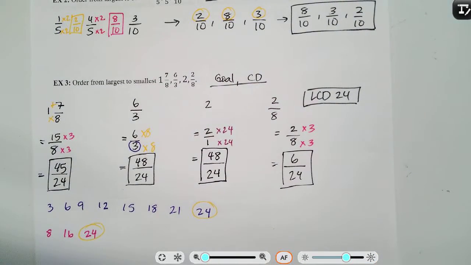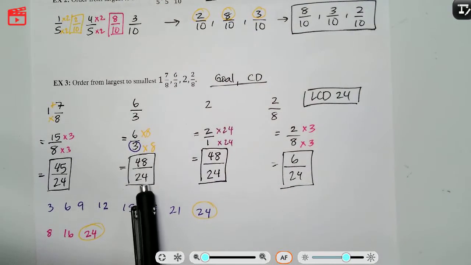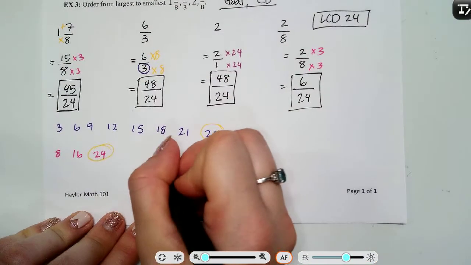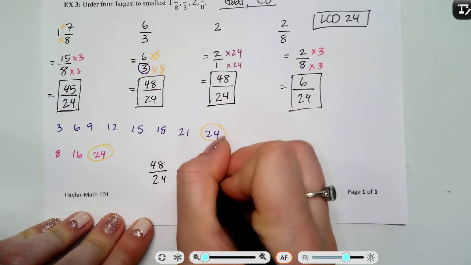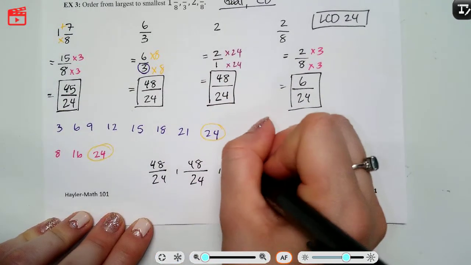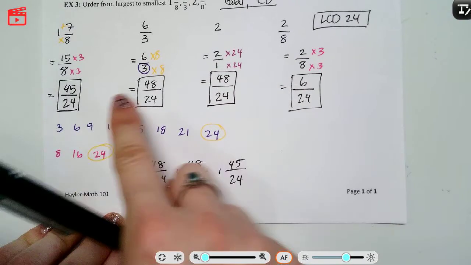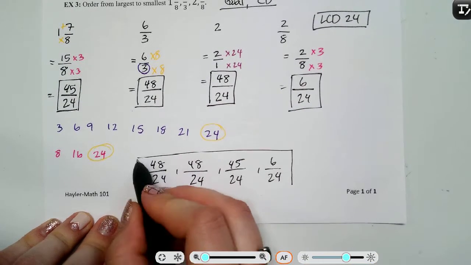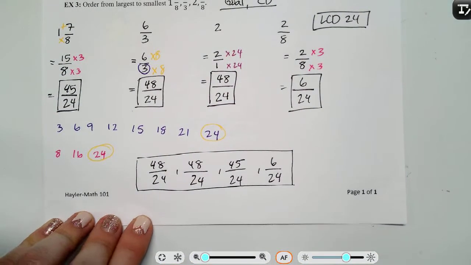All right, so the question is, we're ordering these from largest to smallest. The largest one is going to actually be 48 over 24. Okay, so we're actually not going to, well, I guess we can duplicate it. Why not? 48 over 24, 48 over 24. The next one down is going to be the 45 over 24. And then lastly, 6 over 24. So remember, the goal was to create the common denominators so then we could just focus on the numerators and compare the numerators.